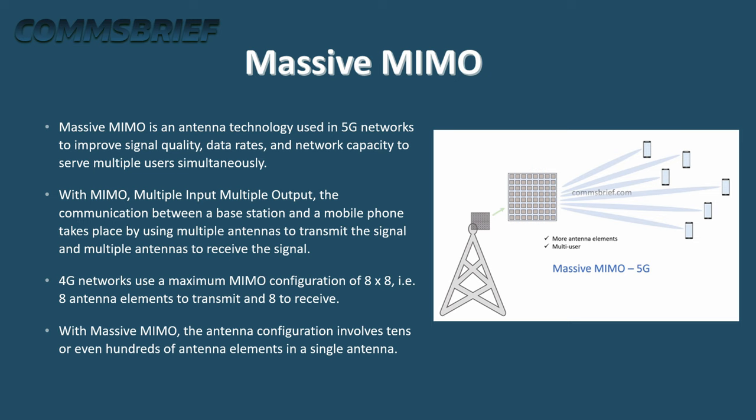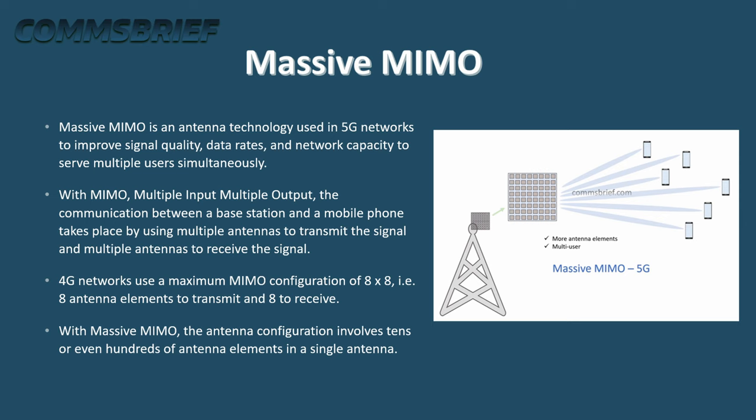Massive MIMO is an antenna technology used in 5G networks to improve signal quality, data rates, and network capacity to serve multiple users simultaneously. With MIMO, multiple input, multiple output, the communication between a base station and a mobile phone takes place using multiple antennas to transmit the signal and multiple antennas to receive the signal. 4G networks use a maximum MIMO configuration of 8x8, that means 8 antenna elements to transmit the signal and 8 antenna elements to receive the signal.